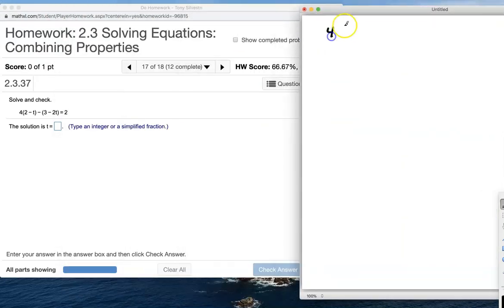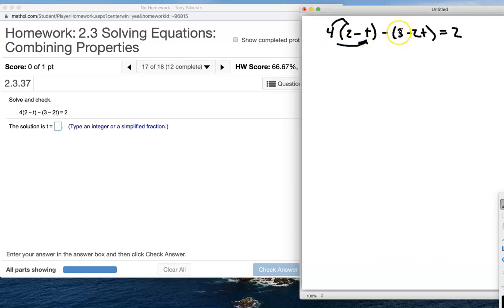4 times 2 minus t, minus 3 minus 2t equals 2. Okay. Parentheses have got to go. Multiply through here and here.